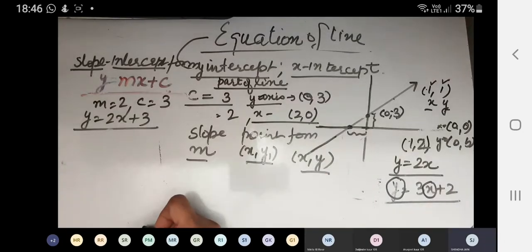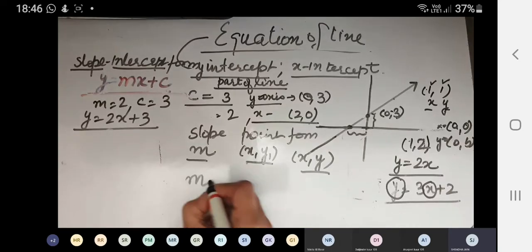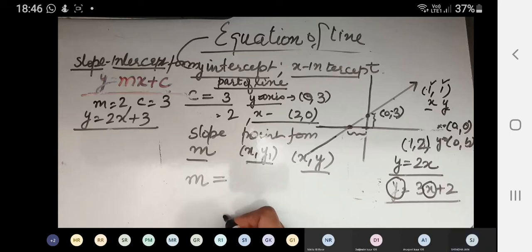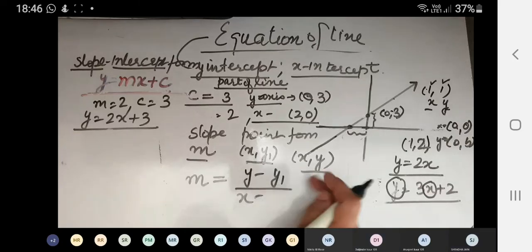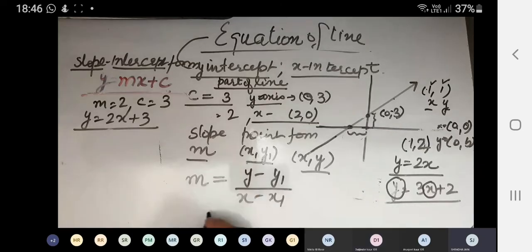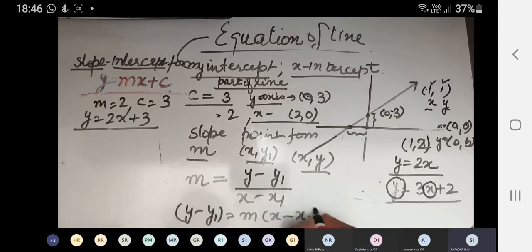What will be the equation by definition of slope? m is equal to y minus y1 upon x minus x1. Correct? Or how can I write? y minus y1 is equal to m into x minus x1.